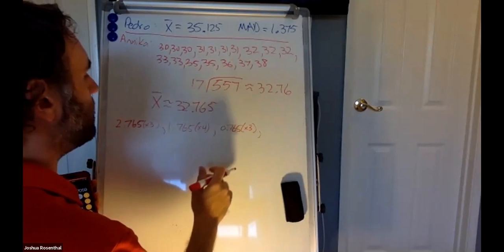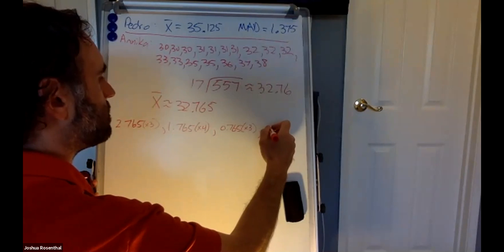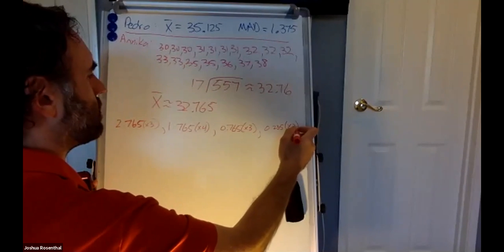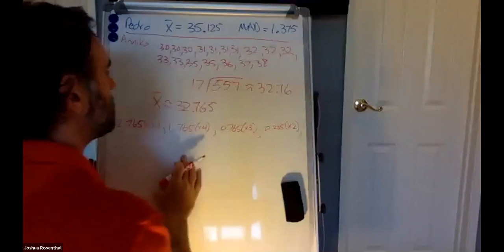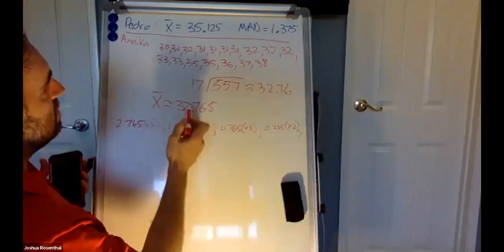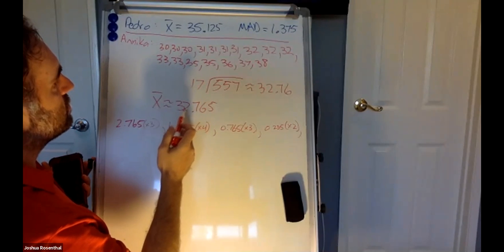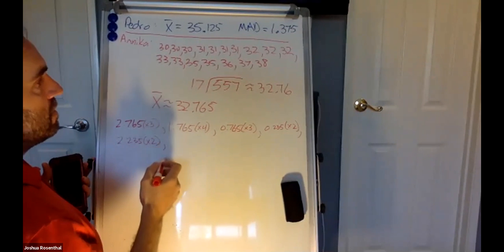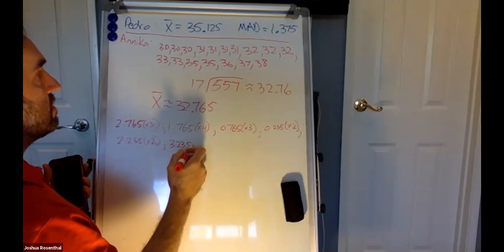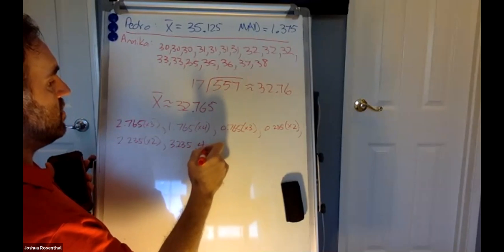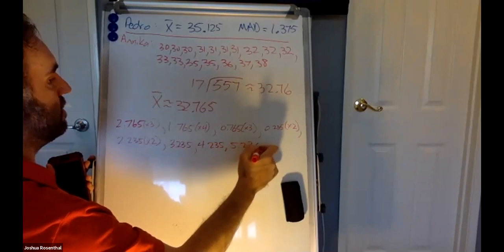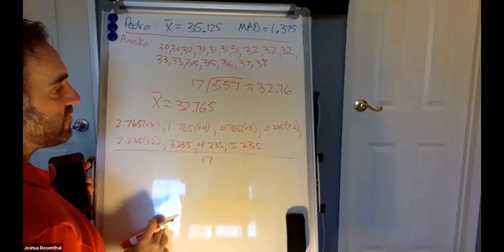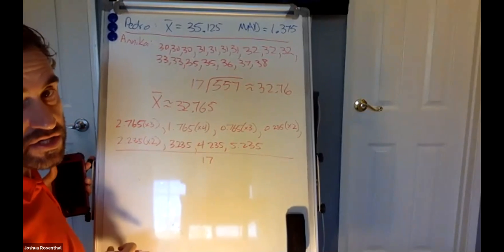All right. 33 is 0.235 away, and that's times 2. 35 is 2.235, and there's two of those. 36 is 3.235 away, and there's one of those. And then 4.235 and 5.235. Okay, and then they're divided by 17 to average it out. So the average distance away from the mean is our MAD. Questions so far?